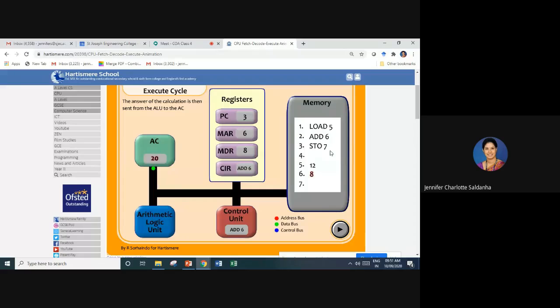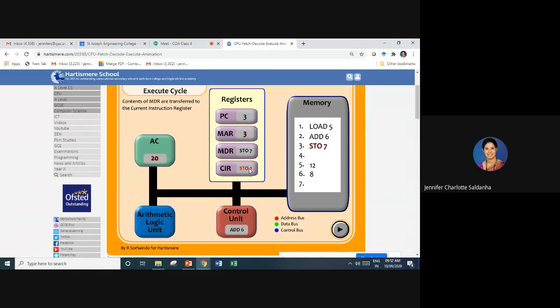Now the third instruction has to be fetched. To fetch the third instruction, the address of the instruction is already present in the program counter. From the program counter, the address of the instruction has to go to MAR, right? From MAR, along with the read signal, the address will flow to memory. Okay. The instruction at that location is STO 7, that is transferred to MDR through the data bus. From MDR, it is placed into the instruction register. So the instruction fetch is completed.